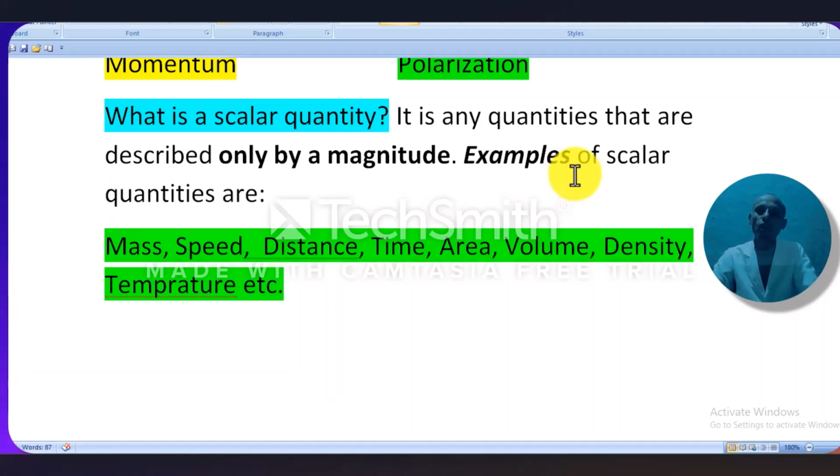Today I hope you have got some ideas about physical measurables or physical quantities being divided into two subcategories: scalar quantity and vector quantity.